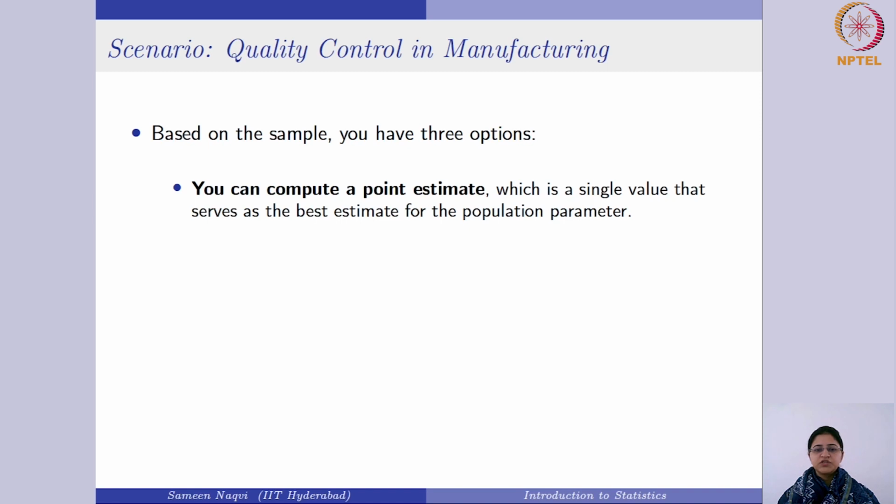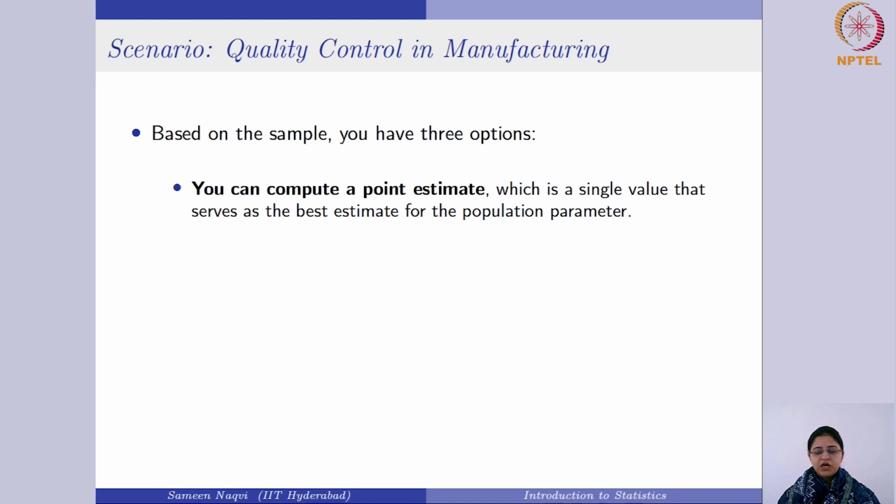First thing is that you can compute a point estimate. That means you can come up with a single value that serves as the best estimate for the population parameter. In this case, you will use the sample, and then based upon the sample, you will come up with an estimator for the population parameter, that is the mean defect rate in this case. And as the name itself suggests, it will be a single value, point estimate.